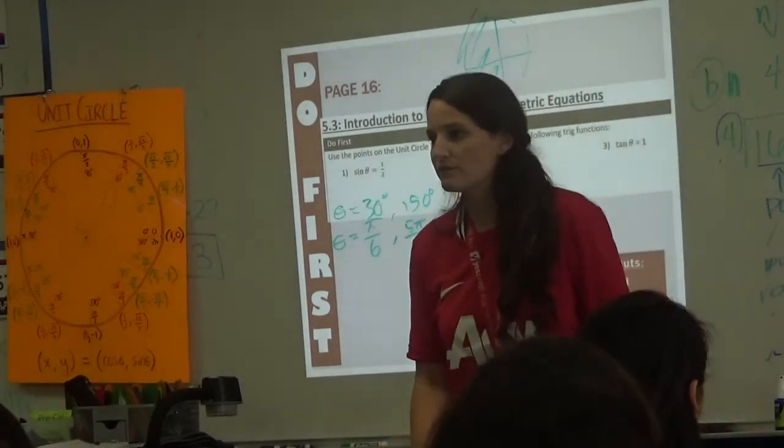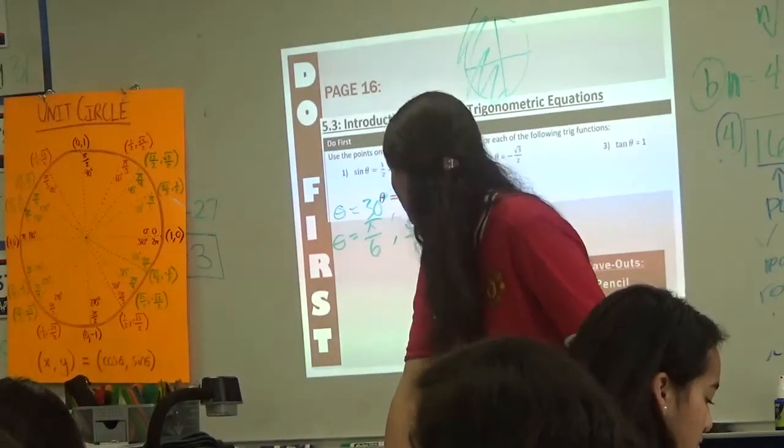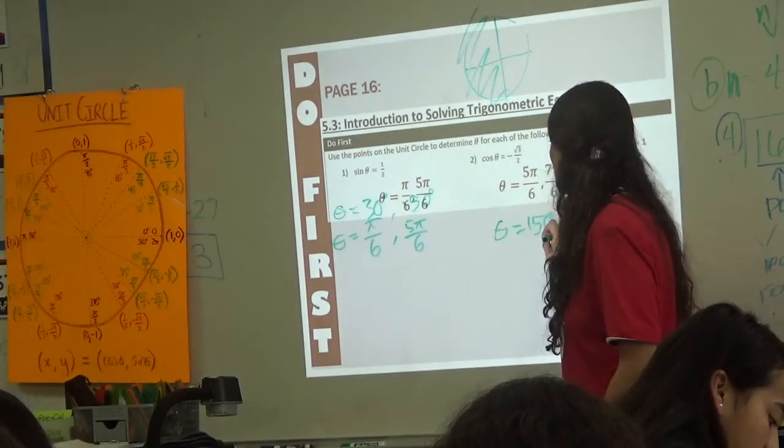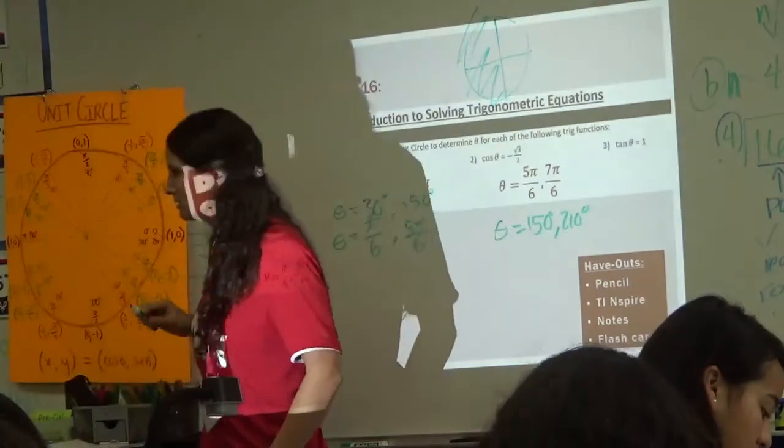150. Did you find any others? 210. And 210. 150 and 210. And in radians, that would be 5 pi over 6 and 7 pi over 6. These 2 right here. Boom, boom. Cool?